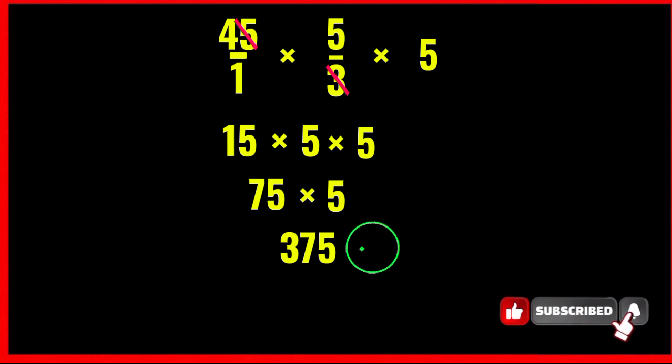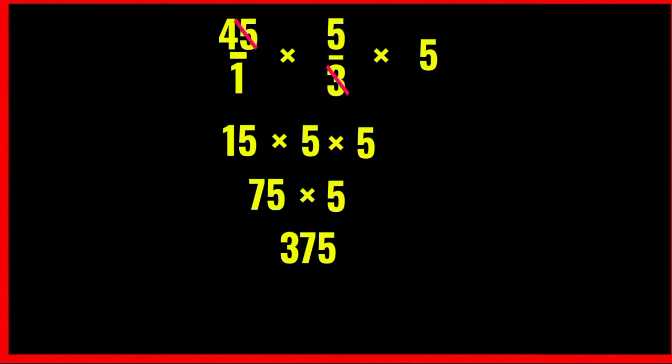So the correct answer is 375. The mistake many people make is canceling numbers before following the correct order of operations. Always remember that the operation on the left must be completed first.